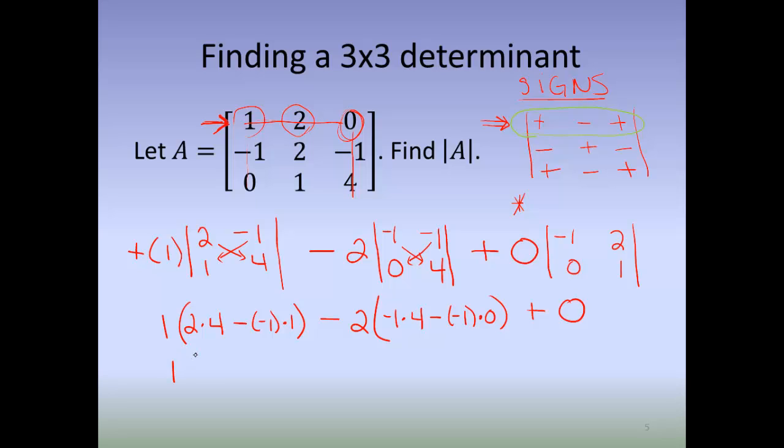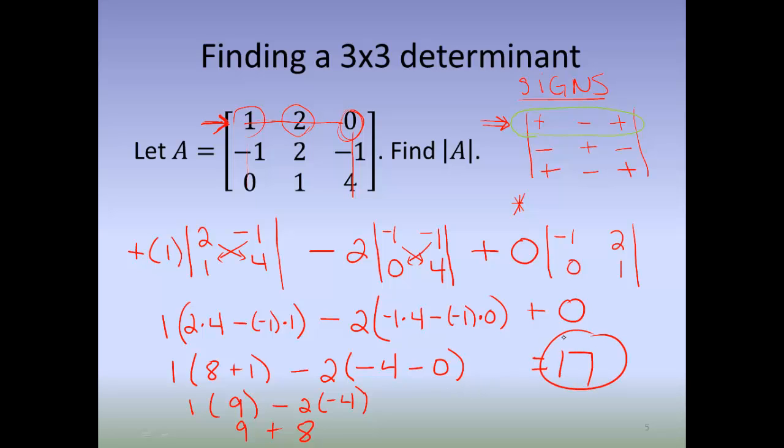Now I'm going to finish up the arithmetic here. It becomes 1 times 8 plus 1, minus 2 times negative 4 minus 0. That becomes 1 times 9 minus 2 times negative 4. So that becomes 9 plus 8, and my determinant is 17. Okay? When you get to the point where you have the 2 by 2's, it's all about the arithmetic. But setting up that expansion can be a little bit tricky.